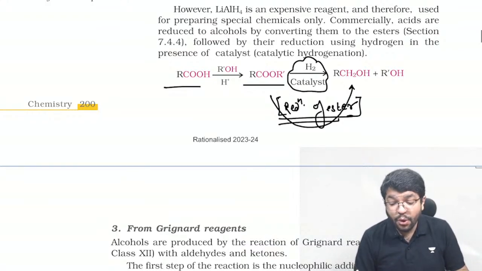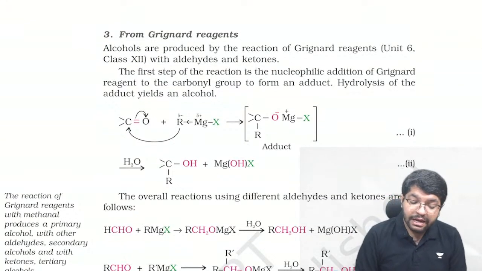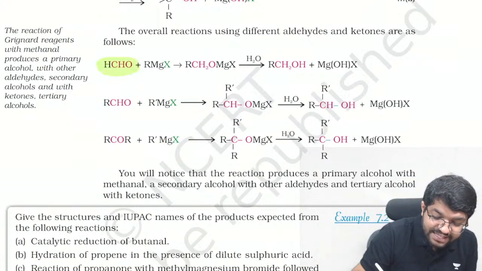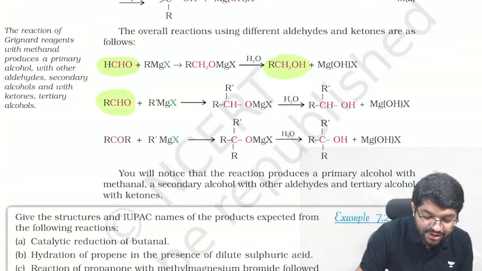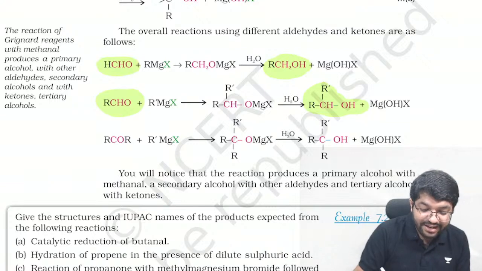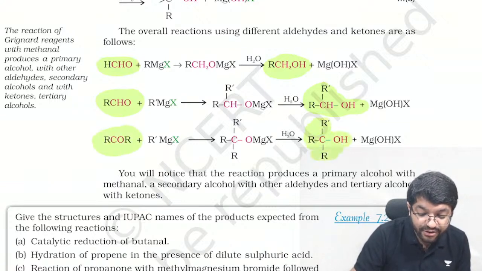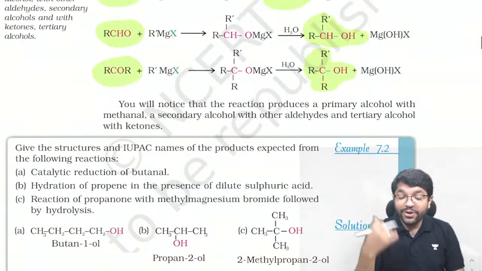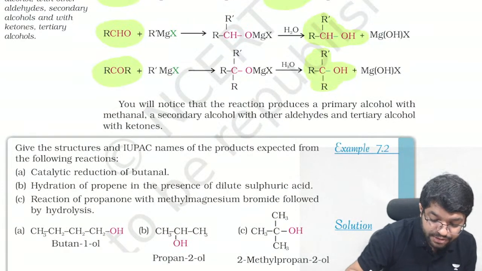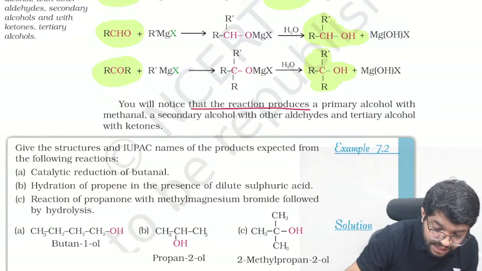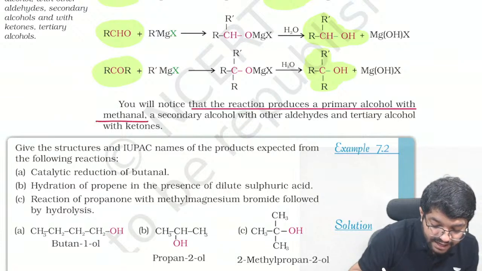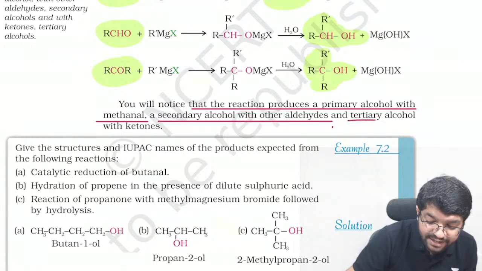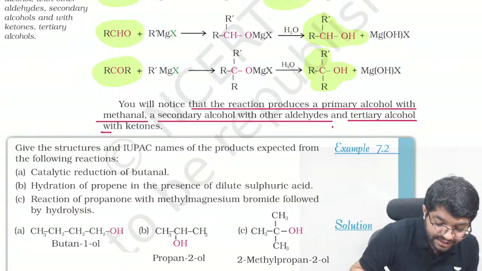The next method we have is Grignard. I have told you the mechanism also. Now, if it is HCHO, I get primary alcohol. If it is normal aldehyde, I get secondary alcohol. If it is ketone, I get tertiary alcohol. Even the NCERT tells you that the reaction produces a primary alcohol with methanal, a secondary alcohol with other aldehydes, and a tertiary alcohol with the ketones.